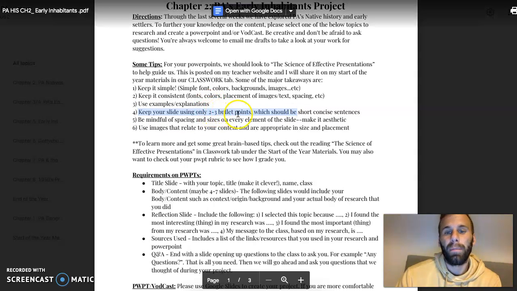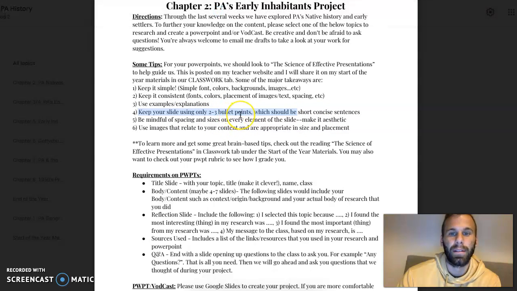Keep it 2 to 3 bullet points. Keep it concise. I don't want a list of like 15 things unless it truly is just like a list of like one word. Then that would make sense. But for the bulk of your content, probably 2 to 3 bullet points. Keep it simple. Just add another slide. If you're trying to put on 5 bullet points, just make it into 2 slides. That's all. Be mindful of spacing and sizes and so on and so on.